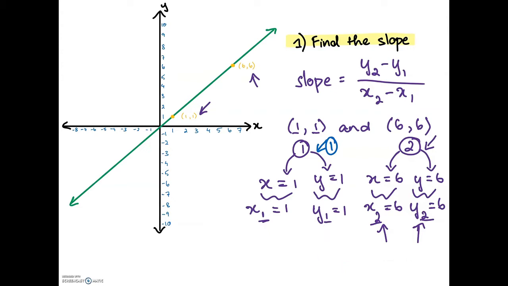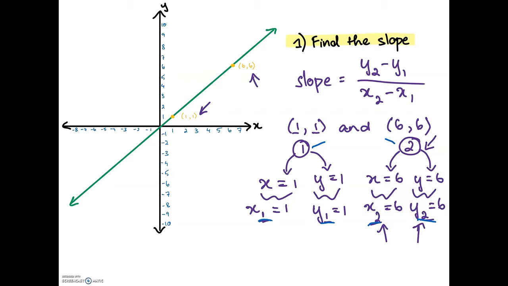To summarize, you have two different coordinates. One will be your first and one will be your second. From your first one, you find the x and y values and write them with a subscript of 1. For your second one, you write them with a subscript of 2. Hopefully that makes sense.